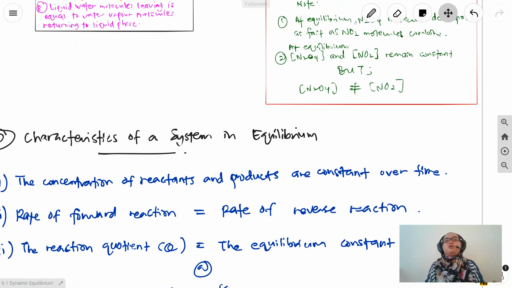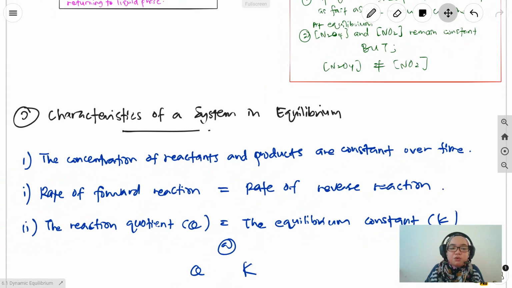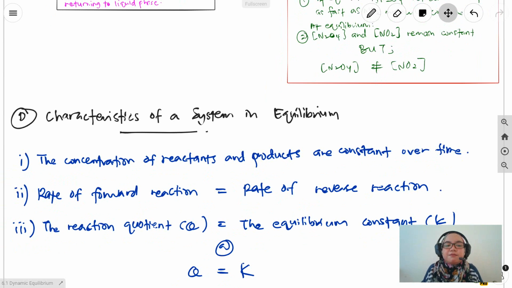Okay, so we have learned what is reversible reaction. We have learned how to interpret the concentration against time curve, and we have learned about types of equilibrium. Now we want to look at the characteristic of a system in equilibrium. How can we know that the chemical reaction has achieved a state of dynamic equilibrium? So the first one we can know by observing the concentration of reactant and product.